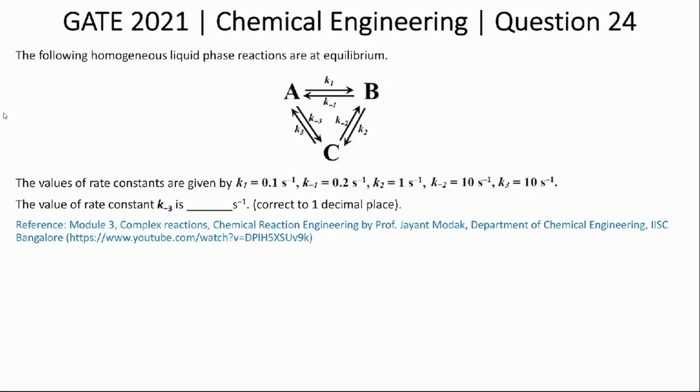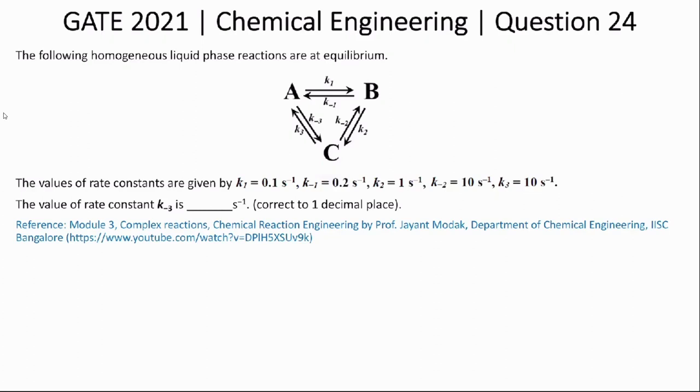So again, this is a liquid phase reaction. It is mentioned that the following homogeneous liquid phase reactions are at equilibrium. The values of rate constants are given. So k1, which is the rate constant of the forward reaction from A to B, is 0.1, and k-1, which is the rate constant of the backward reaction from B to A, is 0.2.